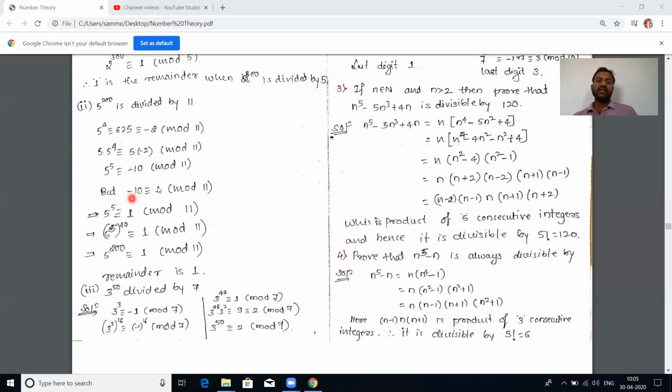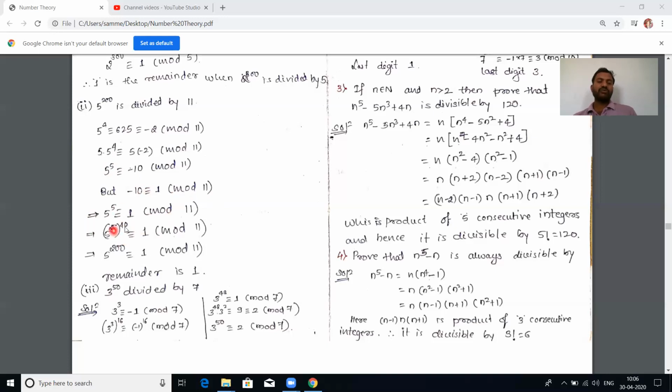But minus 10 is congruent to 1 mod 11, because if you take the left side minus 1, 10 minus 1 is minus 11, and minus 11 is divisible by 11. So therefore minus 10 is congruent to 1 mod 11. Therefore 5 raised to 5 is congruent to 1 mod 11. This is by using transitivity. We know congruence is an equivalence relation, we have proved. Now 5 raised to 5 is congruent to minus 10 mod 11 and minus 10 is congruent to 1 mod 11. So therefore 5 raised to 5 is congruent to 1 mod 11.